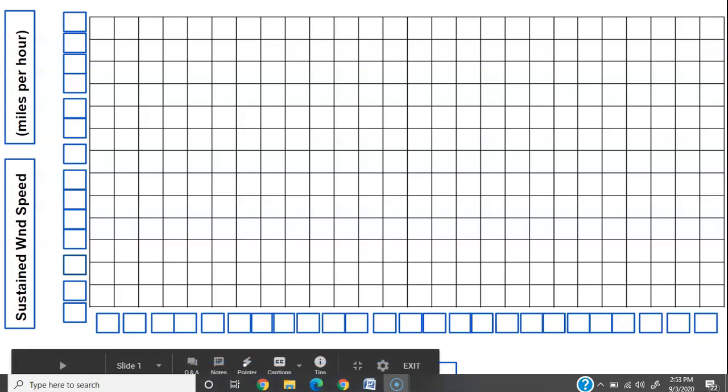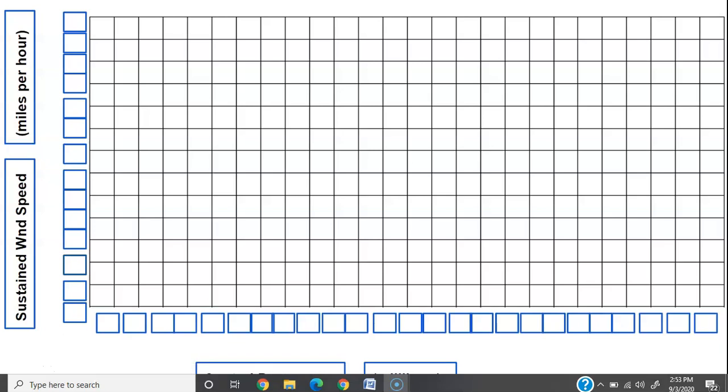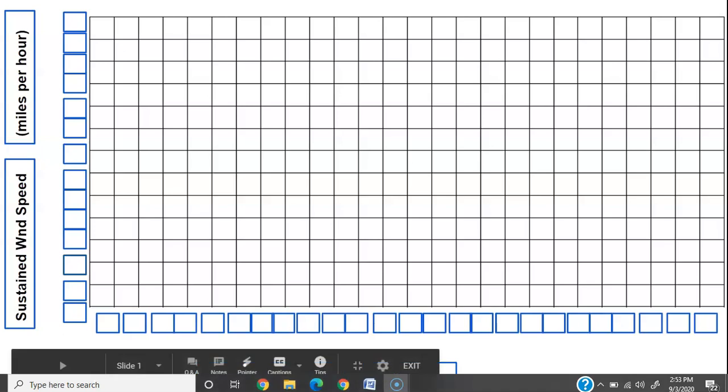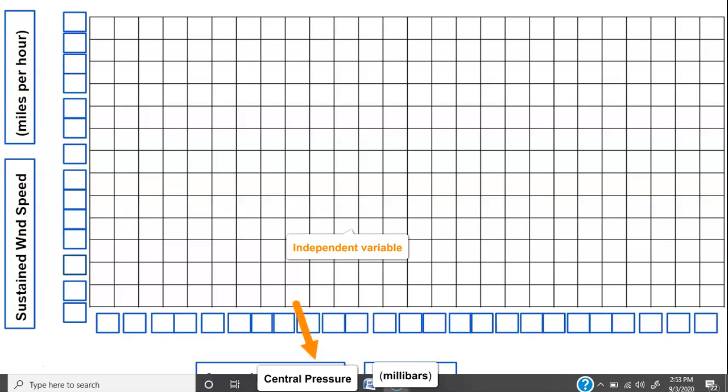The second part of our assignment is graphing, and I want to take a few minutes and show you the setup for this graph. So I've already put in our variables. In this experiment, I have chosen pressure to be my independent variable. That's the variable that we would control if we were doing the experiment ourselves. Right. In this case, nature controlled it.